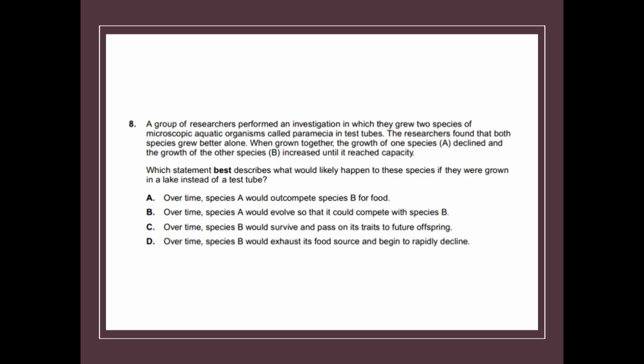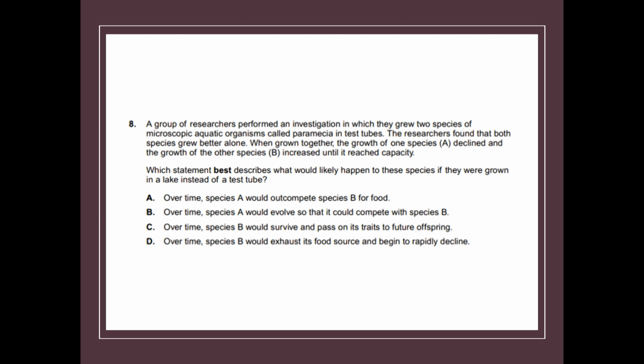This says, a group of researchers performed an investigation in which they grew 2 species of microscopic aquatic organisms called paramecium in test tubes. The researchers found that both species grew better alone. When grown together, the growth of one species, A, declined, and the growth of the other species, B, increased until it reached capacity. Which statement best describes what would likely happen to these species if they were grown in a lake instead of a test tube?